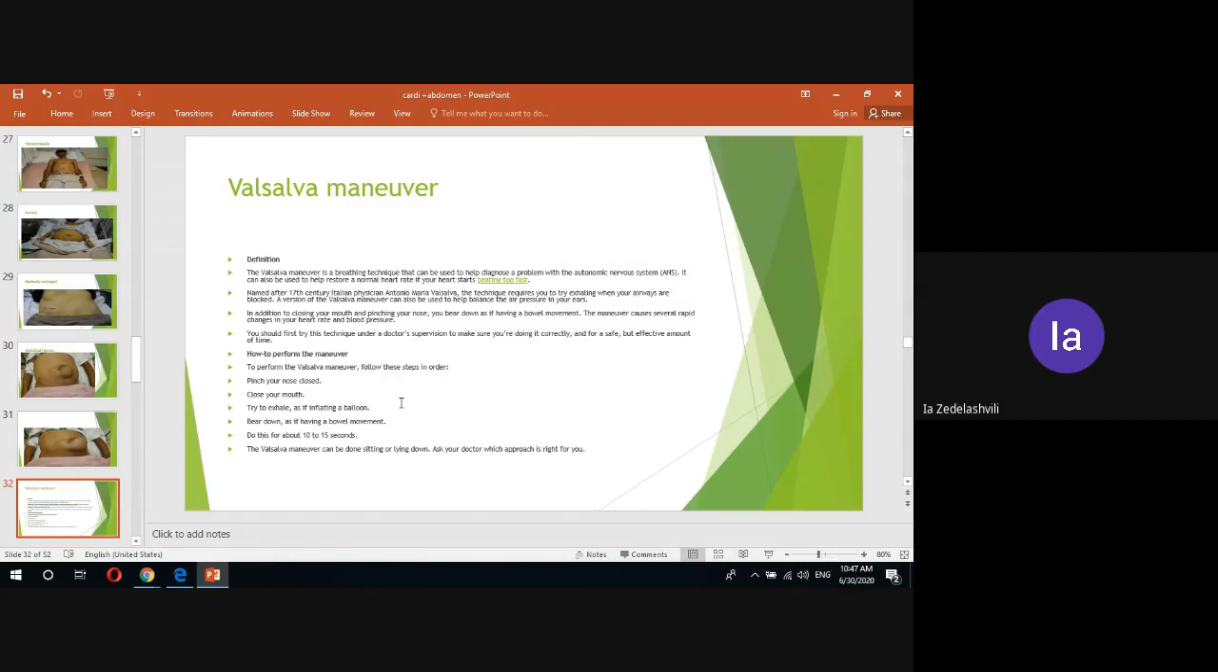How to perform the maneuver? To perform the Valsalva maneuver, follow the steps in order. First, pinch your nose closed. Then, close your mouth. Try to exhale as if inflating a balloon. Bear down as if having a bowel movement. Do this for about 10 to 15 seconds. The Valsalva maneuver can be done sitting or lying down. Ask your doctor which approach is right for you.